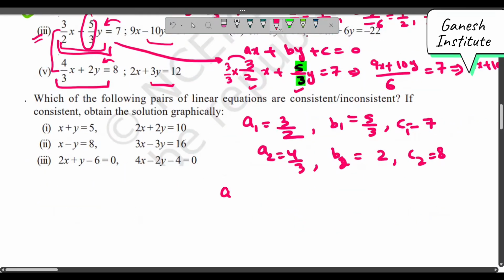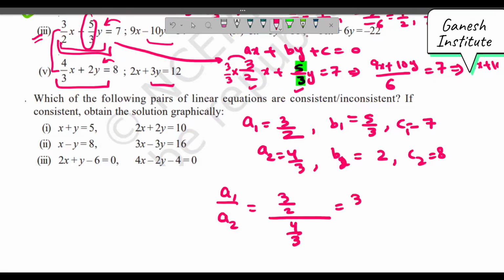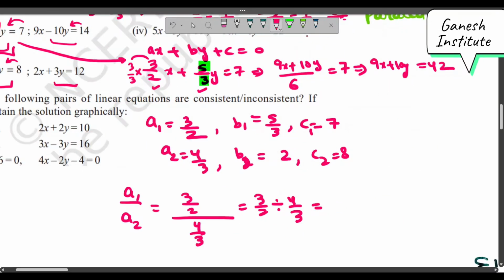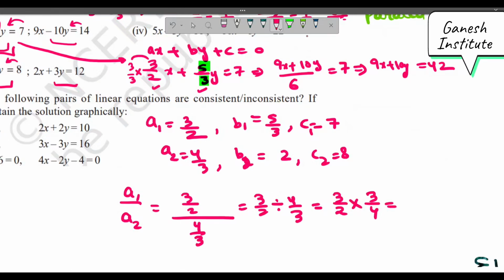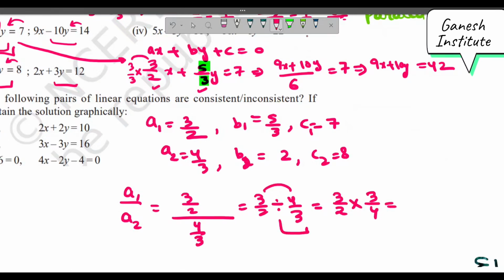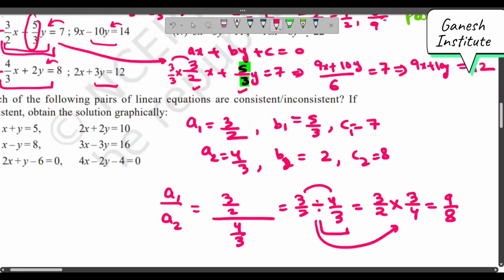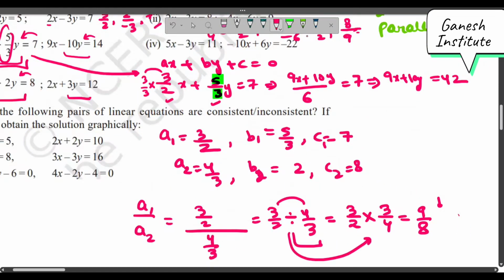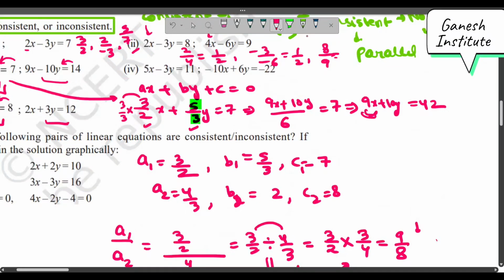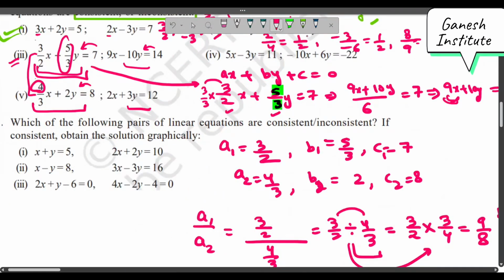Now A1 over A2 is 3 over 2 over 4 over 3. And you know what that is? It is in division form, and whenever you divide, you take the reciprocal. That's a lot more work, and there are chances of more error because you have to flip the second part. So this is one way of doing it. You get this as 9 over 8, which is ultimately the same as when you take the LCM: 9 over 8 only. Yeah. Okay.